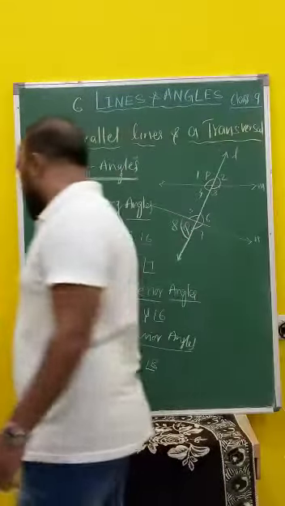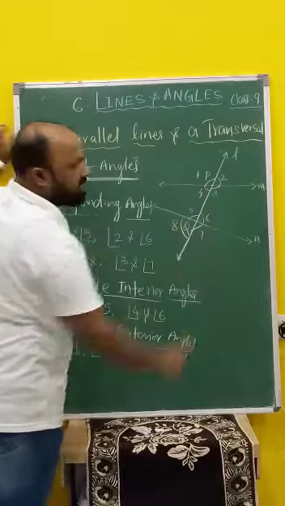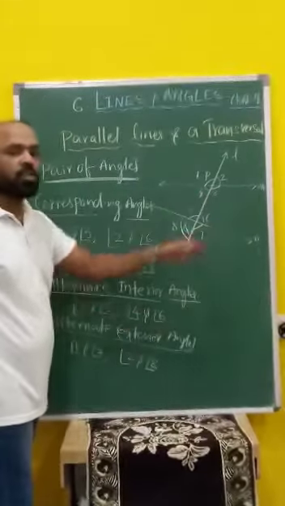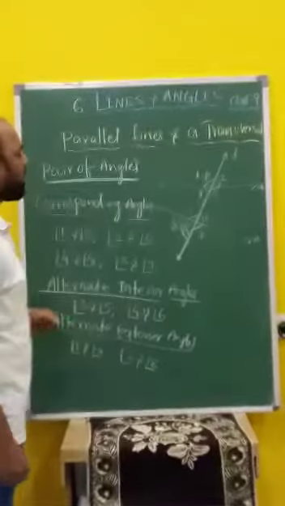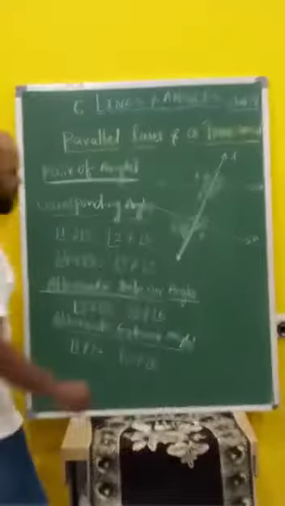Next are interior angles on the same side. How many are there? 4 and 5, and 3 and 6. These are also called consecutive interior angles.